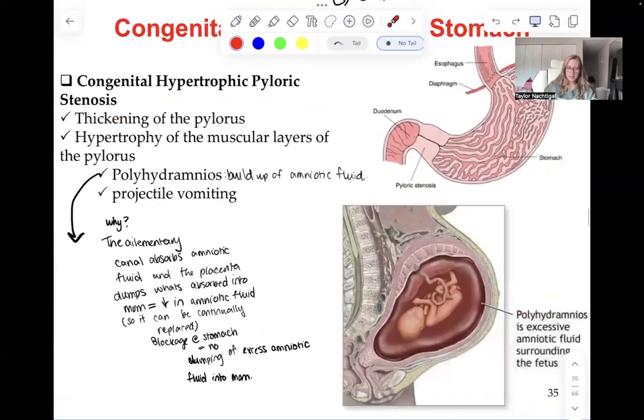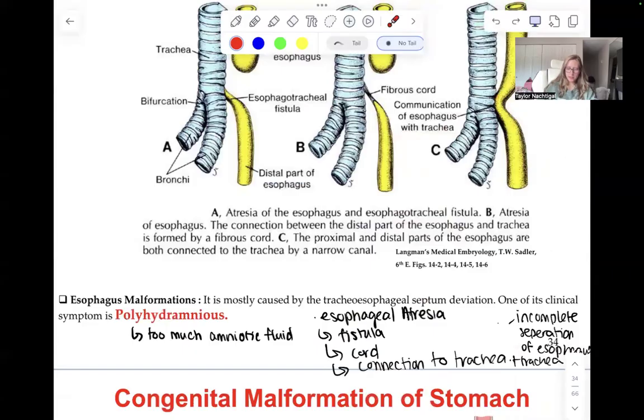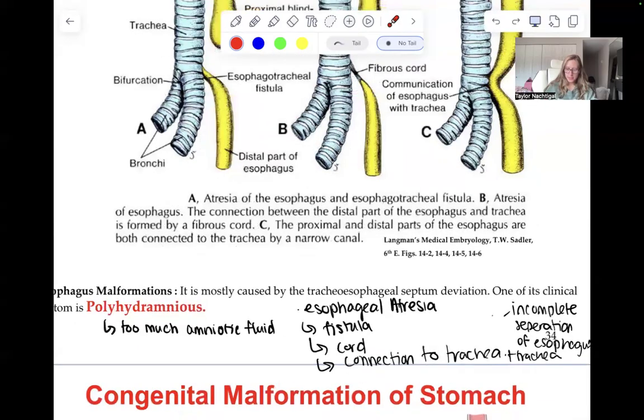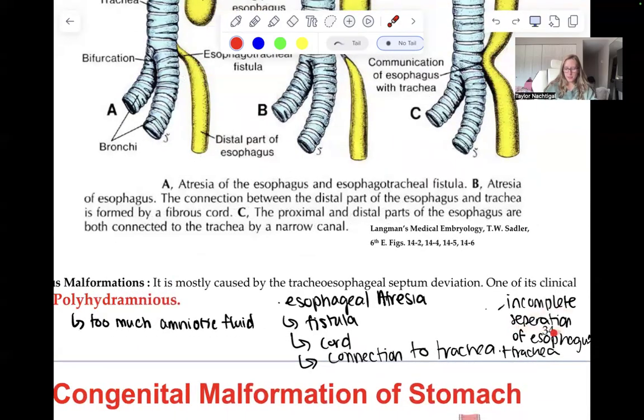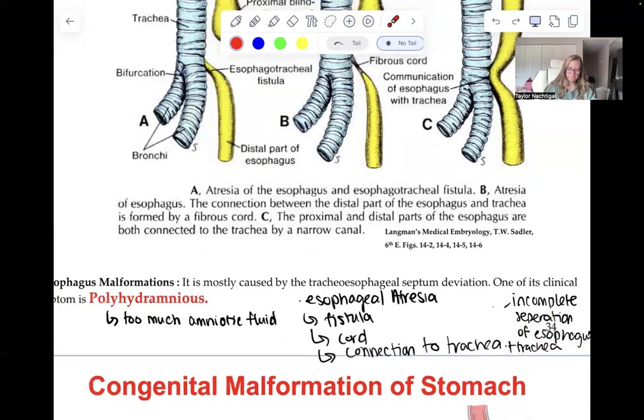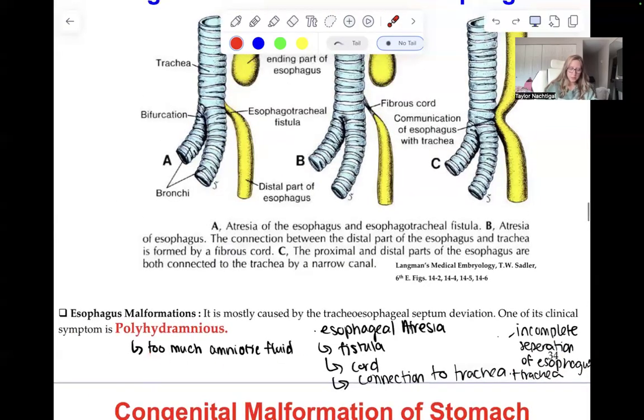Oh, I made it nice and easy for us here. I didn't have to go through that. We've got the fistula, that's the first one. The cord, fibrous cord connection is the second one. And connection to the trachea is the third one. Basically, in all three scenarios, we have an incomplete separation of the esophagus and the trachea. So why would we have too much amniotic fluid?